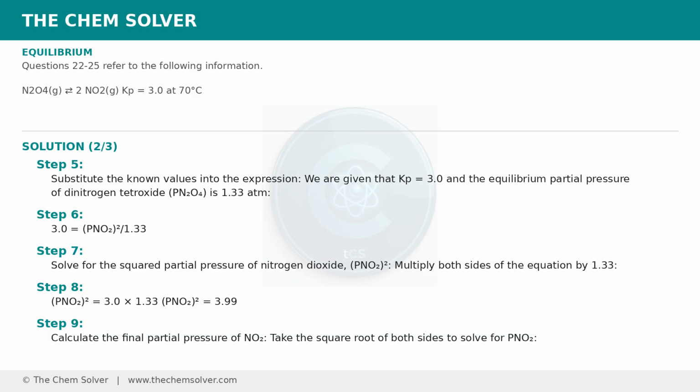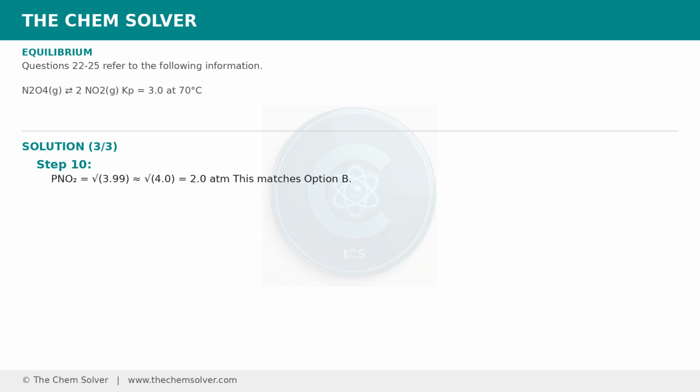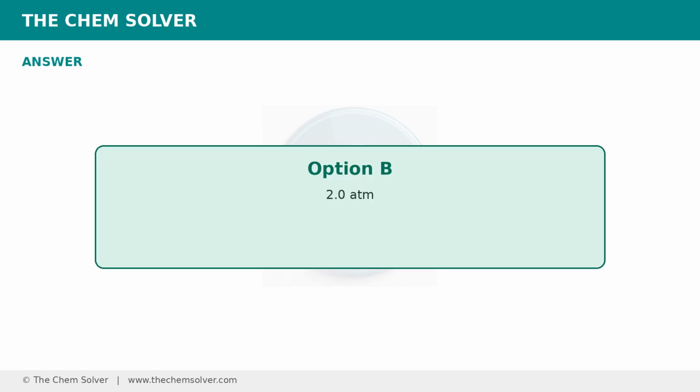Calculate the final partial pressure of NO2. Take the square root of both sides to solve for P_NO2. P_NO2 equals the square root of 3.99, approximately the square root of 4.0, which is equal to 2.0 atmospheres. This matches option B. The correct answer is option B, 2.0 atmospheres.